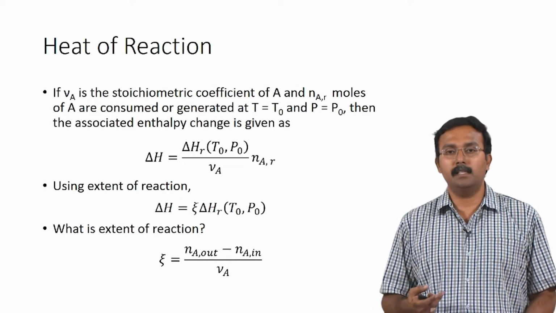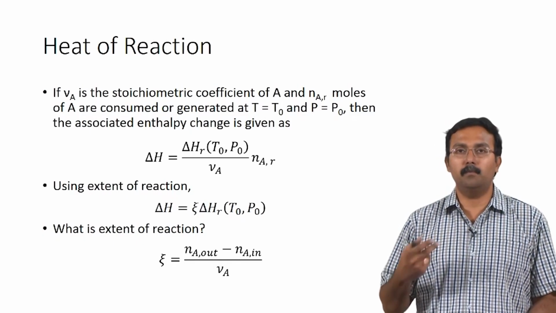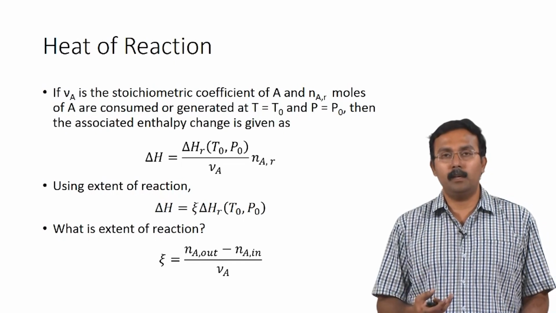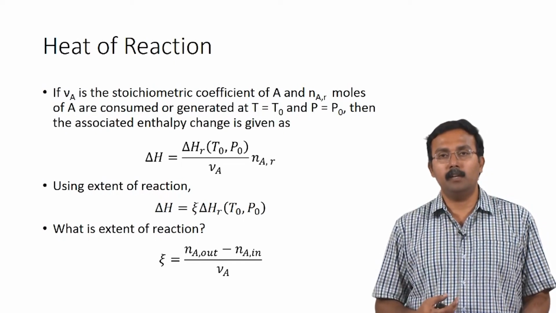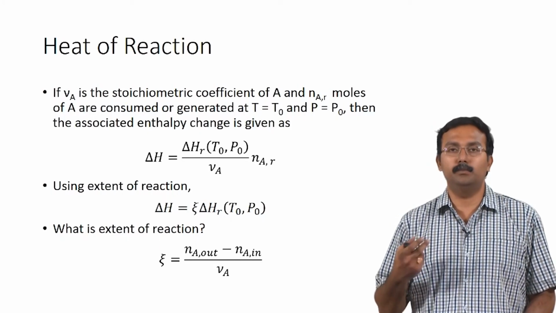So, for products it would be the other way. The number of moles in the outlet would be higher than the number of moles in the inlet, which means the numerator would be positive and the stoichiometric coefficient would also be positive, giving you an extent of reaction which would be positive.